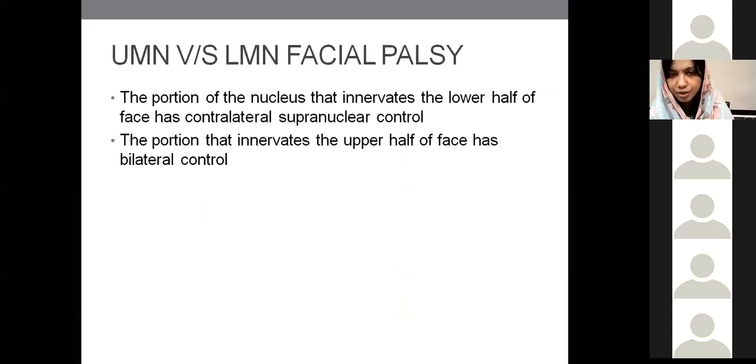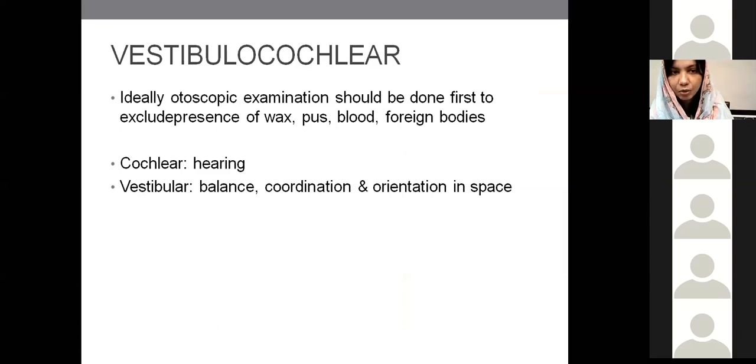Upper motor neuron versus lower motor neuron facial palsy: the portion of the nucleus that innervates the lower half of the face has contralateral supranuclear control, and the portion that innervates the upper half of the face has bilateral control. So in upper motor neuron facial palsy, the upper face is spared because of the bilateral innervation, right? So this is about facial nerve palsy.